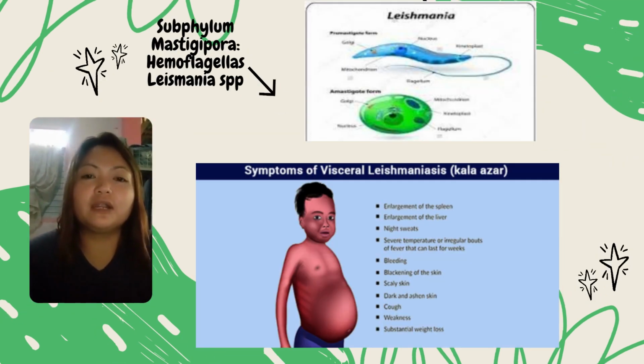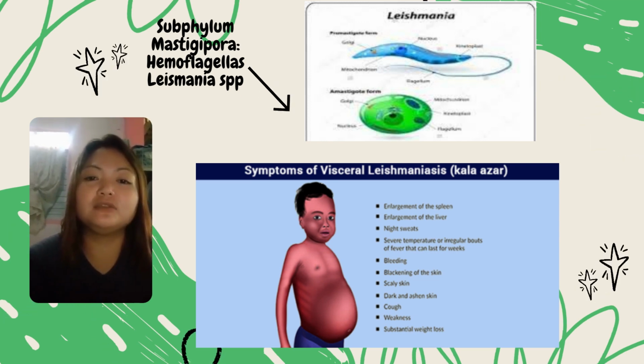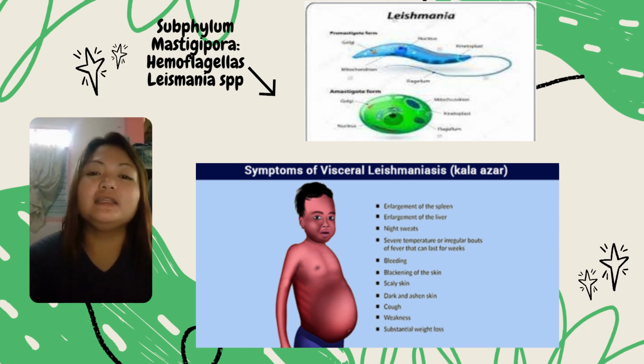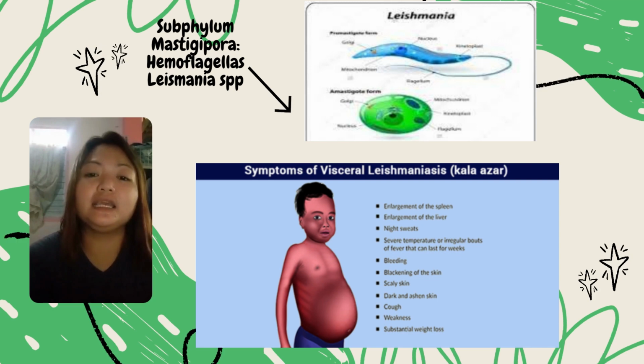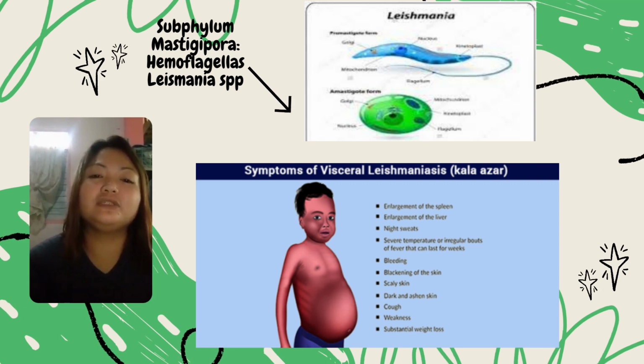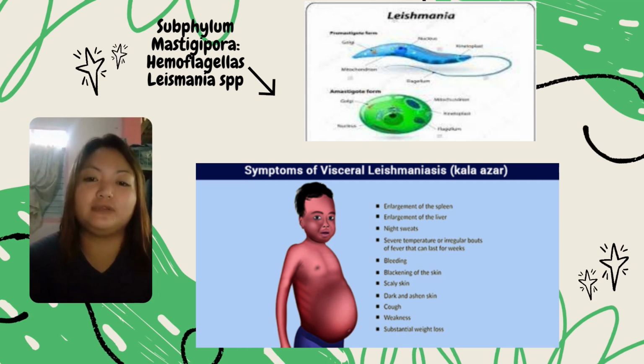Subphylum Mastigophora, or hemoflagellates: Leishmania spp. The important properties and life cycle: Phlebotomus and Lutzomyia genera. The female sandfly is the vector involved in the cycle. Leishmania spp. are obligate intracellular parasites. For wild distribution, natural reservoirs are rodents, anteaters, dogs, and cats. L. tropica is cutaneous and L. braziliensis is mucocutaneous.